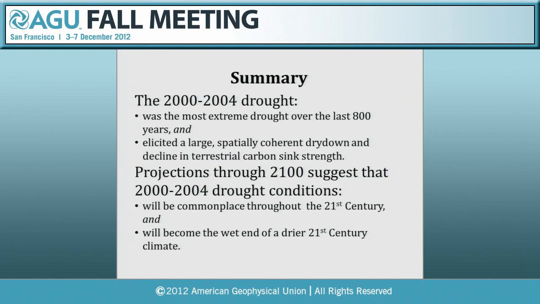And what we see moving forward in time is, again, what we were calling abnormally dry is actually going to become very commonplace, and towards the end of this century, it's going to become the wet end of what I would argue is a new hydroclimatic state.